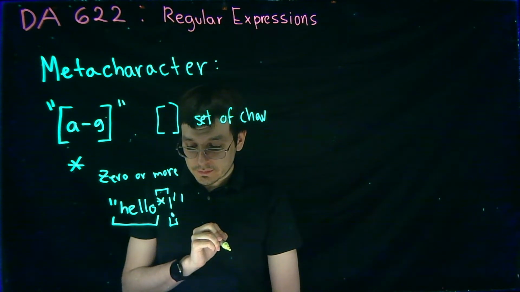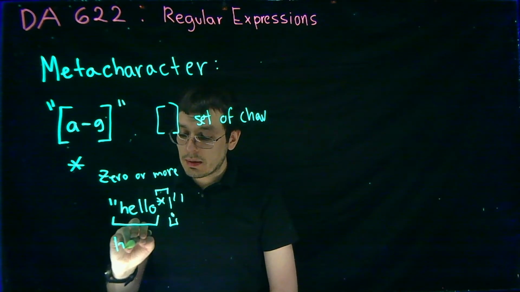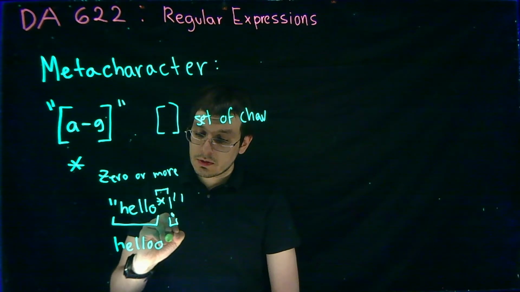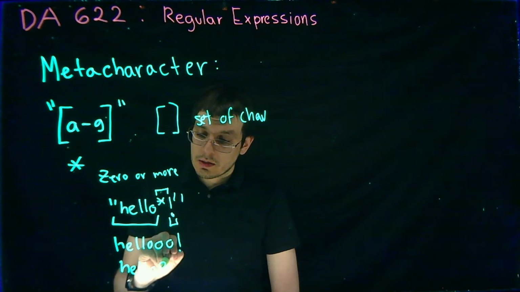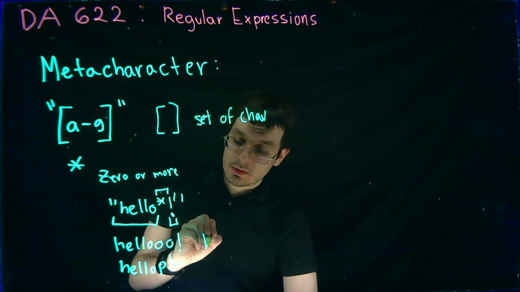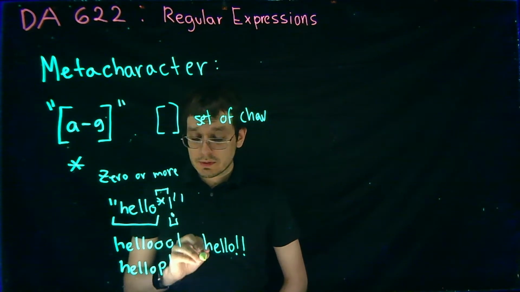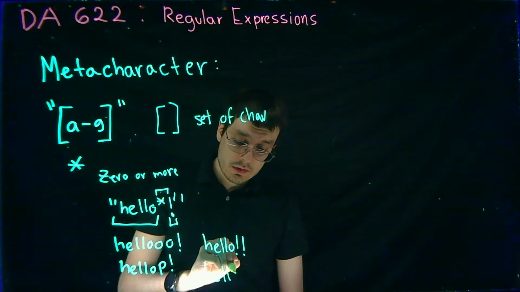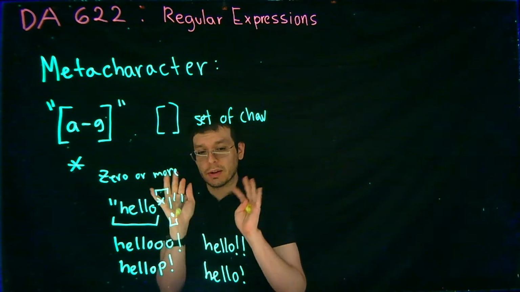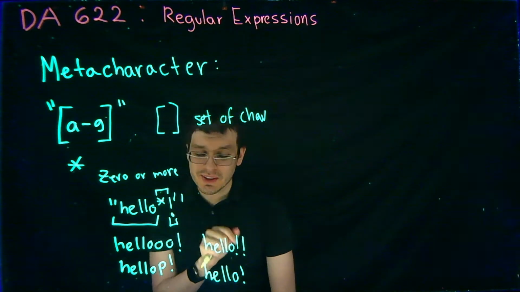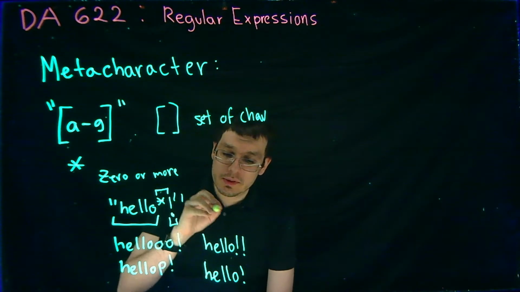Ultimately, a pattern like this would be found. A pattern like this would also be found. This would also be found. That would also be found because that's 0 or more characters. So these would all be found. What would not be found, I suppose?